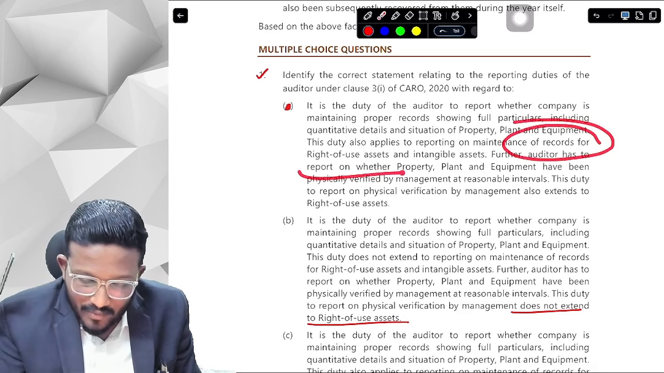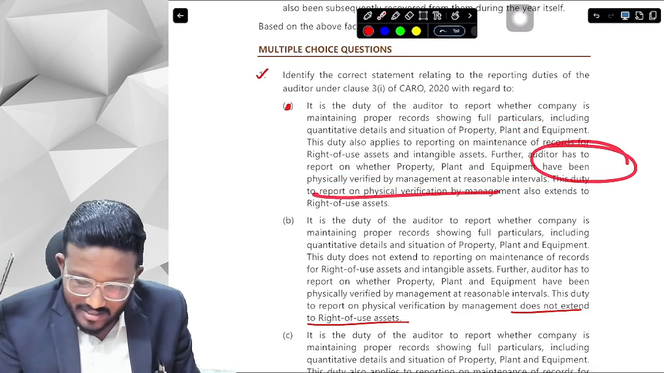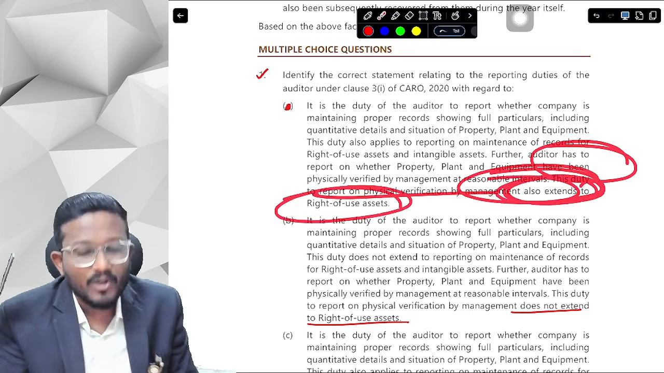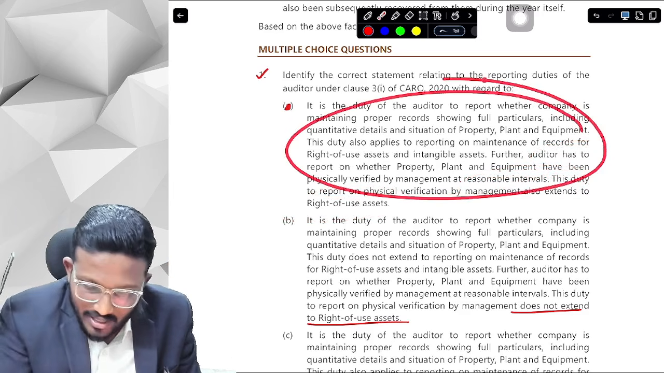Next, we need to report whether PPE have been physically verified by management at reasonable intervals, and this duty on physical verification also extends to ROU assets. This is correct. Whenever PPE is mentioned, ROU assets will come with that. So this particular reporting is very correct.